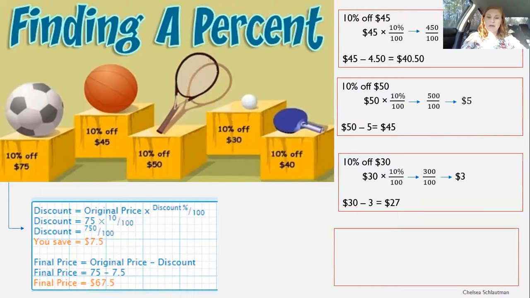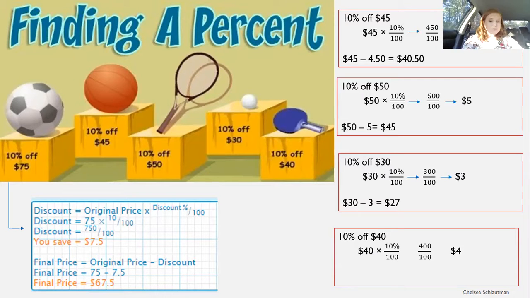And lastly, we have a ping pong paddle, and it's 10% off of $40. So 40 times 10 over 100 is 400 over 100, which is $4. So then we're going to deduct $4 from 40, our original price, and we'll have $36. So finding a percent of a different number is fairly easy as long as you know the formula for how to solve it. Super, super simple.